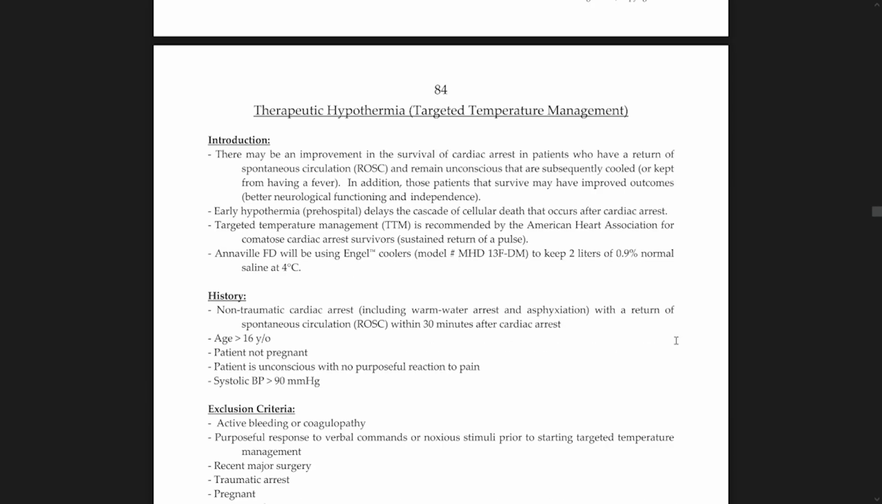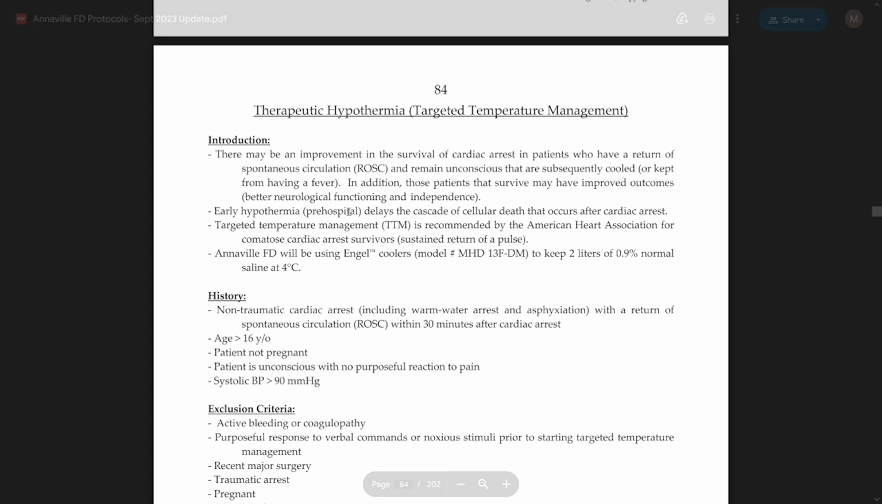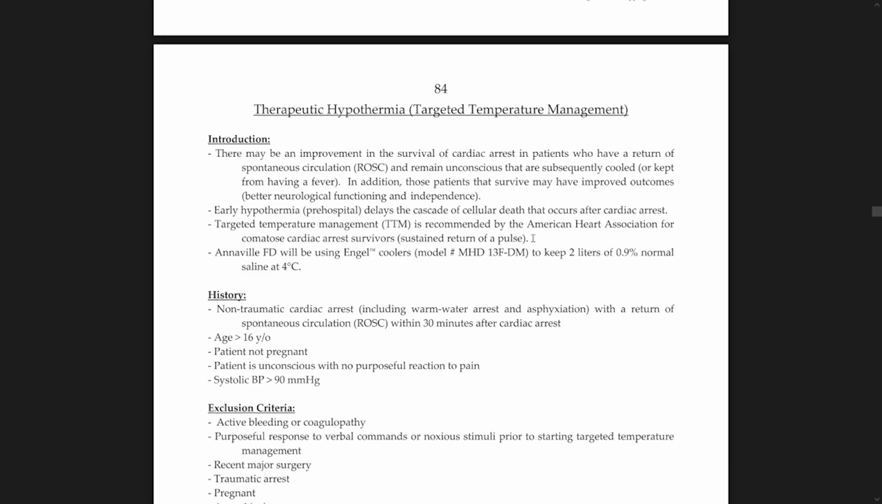Therapeutic hypothermia, or targeted temperature management. To introduce this, there may be an improvement in the survival of cardiac arrest patients who have a return of spontaneous circulation, or ROSC, and remain unconscious, and are subsequently cooled or kept from having a fever. In addition, those patients that survive may have improved outcomes, better neurological functioning and independence. Early pre-hospital hypothermia delays the cascade of cellular death that occurs after cardiac arrest.